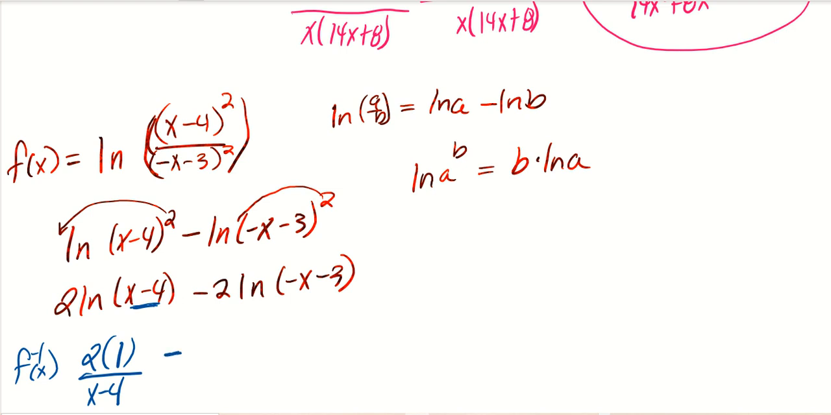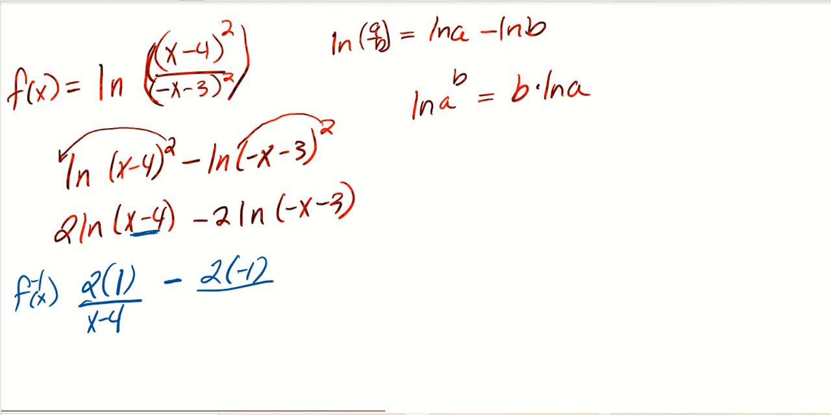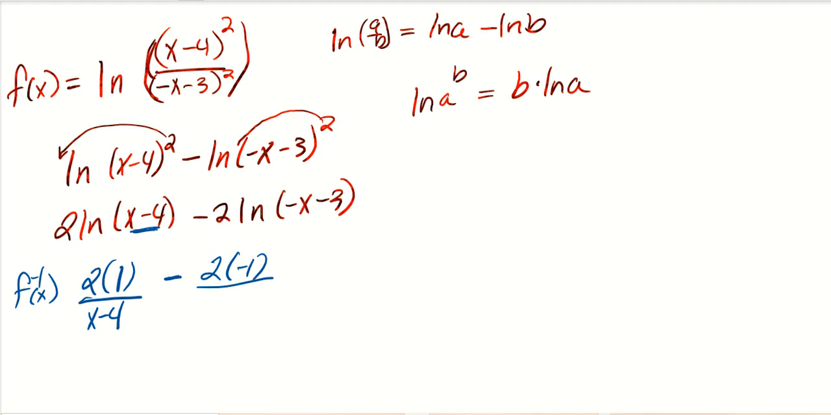All right? Minus, what is the derivative of negative x minus 3? Well, you would tell me it would be negative 1. But we also need to multiply it by this 2 hanging on the outside, which would then give us 2 times negative 1 over negative x minus 3. Okay? Now, I can simply rewrite this as 2 over x minus 4 plus, because I'm going to go ahead and multiply these two together, plus 2 over negative x minus 3.